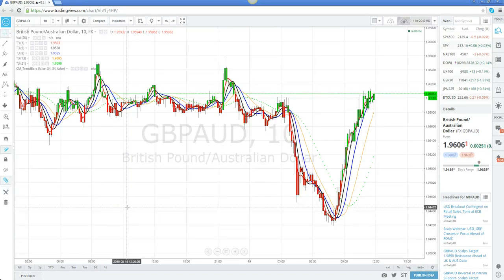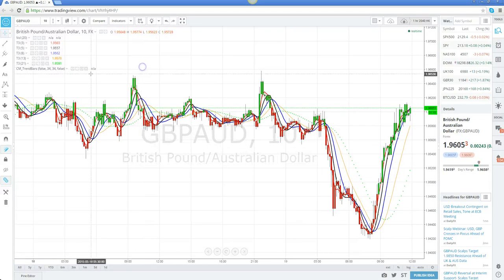This is my colors presentation, and I just wanted to give you a little more detail and a walkthrough on the actual strategy. This is the pound Australian dollar. Like I said in the seminar, this is my favorite currency pair to trade with this setup. I have the indicators as I indicated in the PowerPoint.